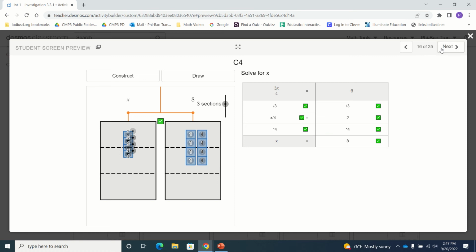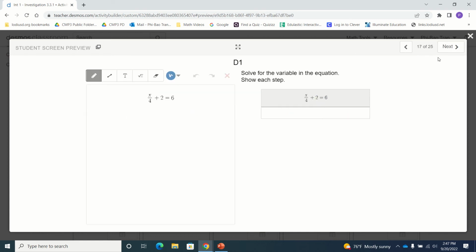Okay. So now moving away from the visual, section D is just using the numbers to solve. So here, I have x over 4 plus 2 equals 6. So to get x by itself, I need to, sorry about that, I need to subtract 2 on both sides.